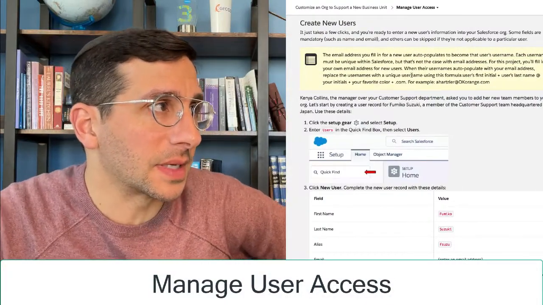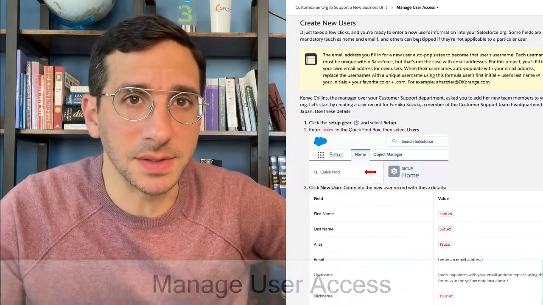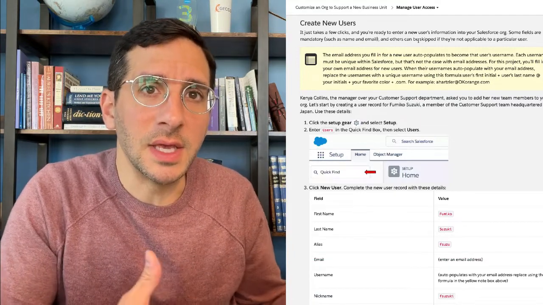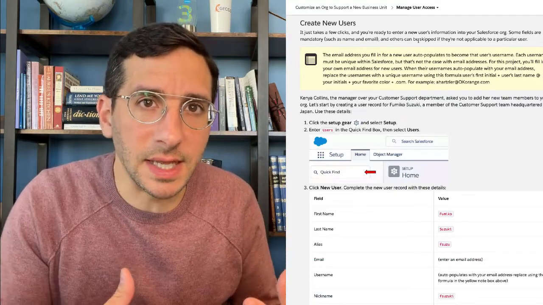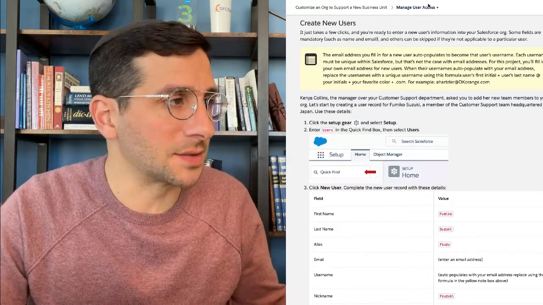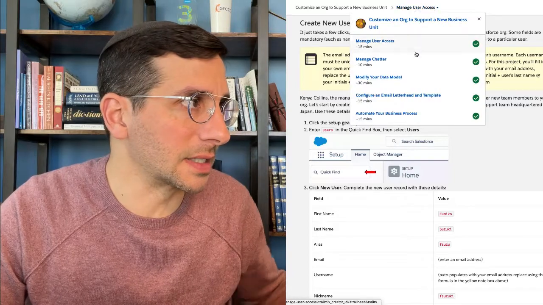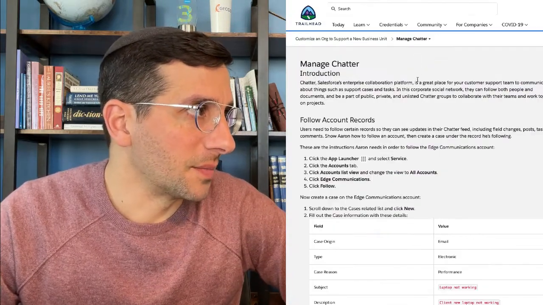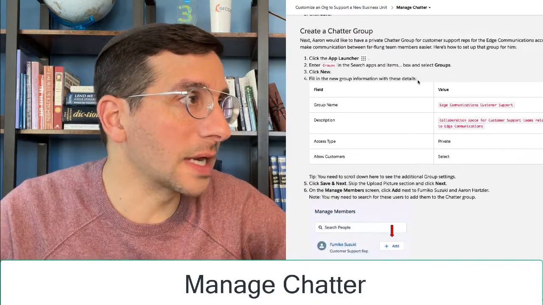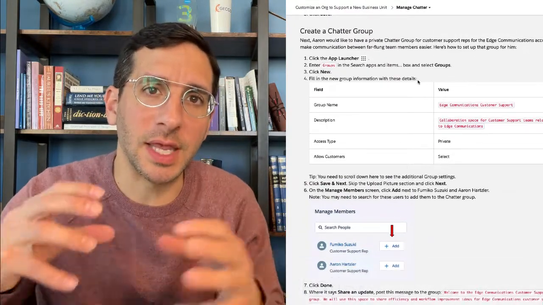The first unit is manage user access. Well, this is really quite straightforward. Obviously, you need users. Those are the people that are actually inside of a company that are going to be using Salesforce, working together on projects, working together on deals, getting stuff done. So they need to be in the organization. That's really straightforward. Managing Chatter is your way of organizing how people are talking with each other.